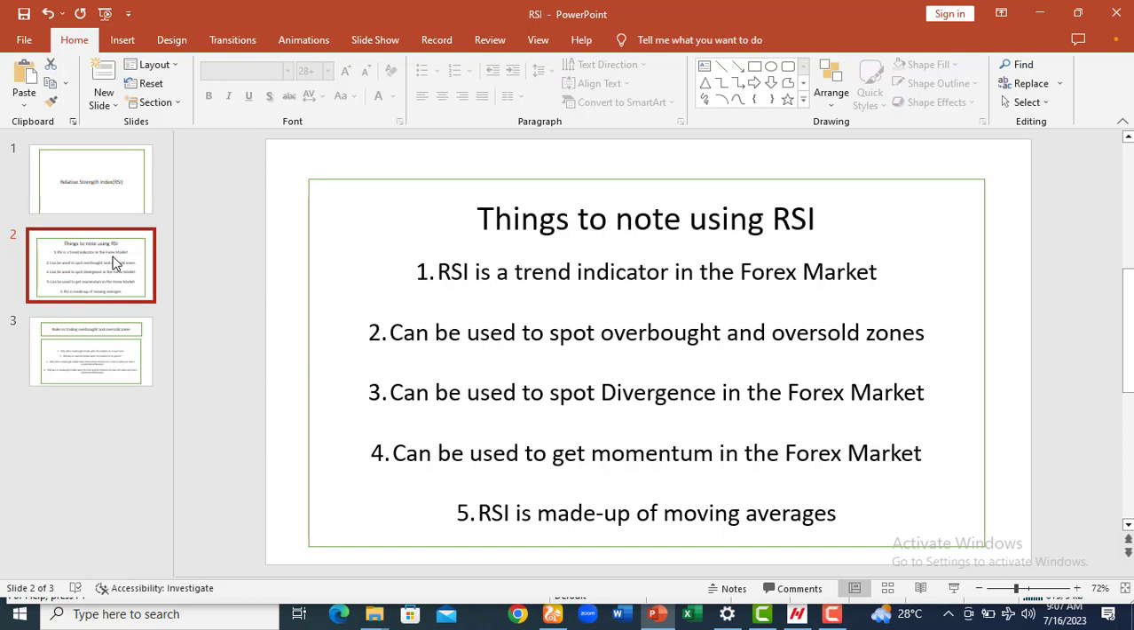Number two, it can be used to spot overbought and oversold zones in the Forex market. This is the major area most persons use RSI. This is the major strategy, or how people use RSI. 70 to 80% of traders make use of the overbought and oversold zones. That's why they use RSI.